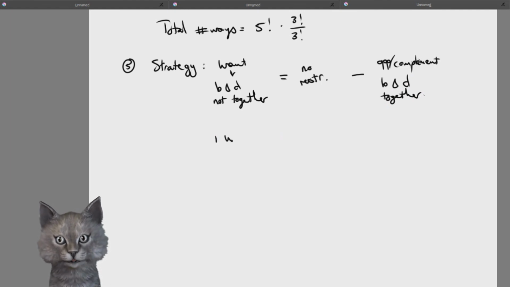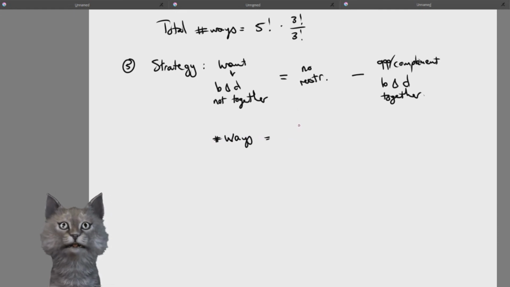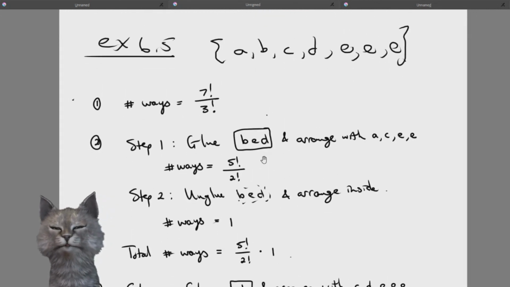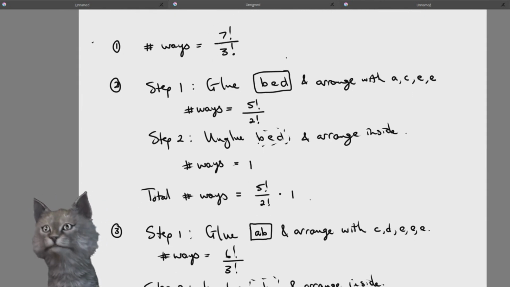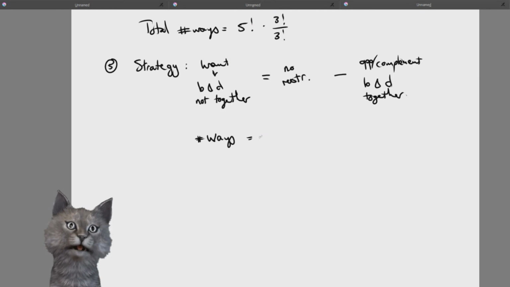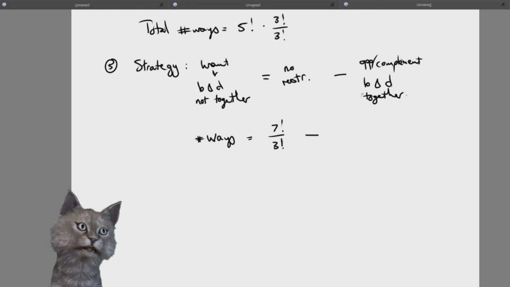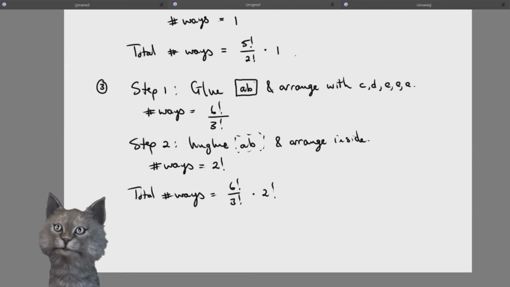So the number, oops, that was supposed to be the number of ways, no restriction, but we can go all the way back to those ugly letters. And the total number of ways without any restriction was 7 factorial over 3 factorial. Then, the B and the D together is the same as the A and the B together. 2 letters. The same strategy applies. And it was this one. 6 factorial over 3 factorial times 2 factorial.